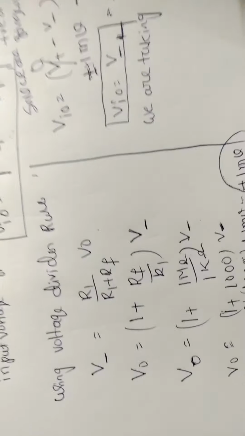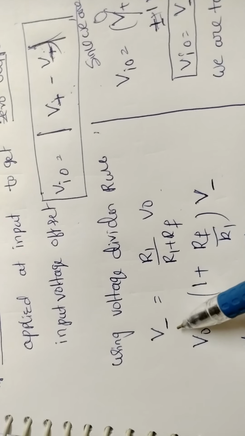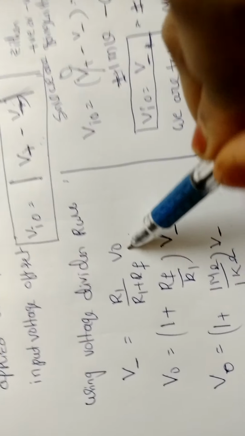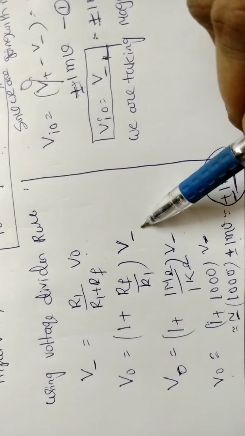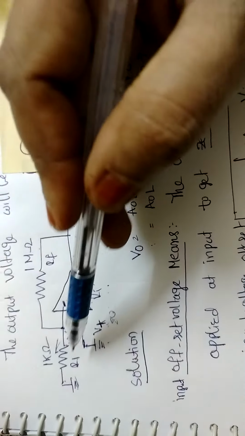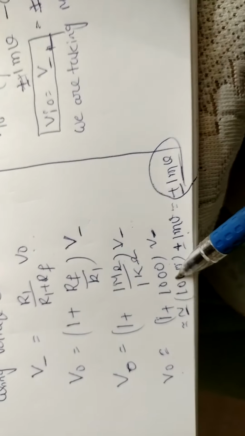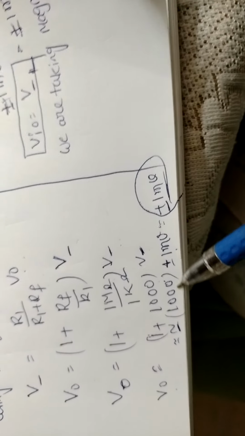Now apply the voltage divider rule to find the inverting voltage. V minus, that is the inverting voltage, equals R1 by R1 plus RF into V0. Simplifying that, the output voltage V0 equals 1 plus RF by R1 into V minus, the inverting voltage. So V0 equals 1 plus, what is the feedback resistance here? 1 mega ohm. What is R1? 1 kilo ohm. Substituting the values, 1 mega ohm by 1 kilo ohm into V minus. So V0 equals 1 plus 1000 into V minus. Since 1 is very much less than 1000, approximately this is 1000.